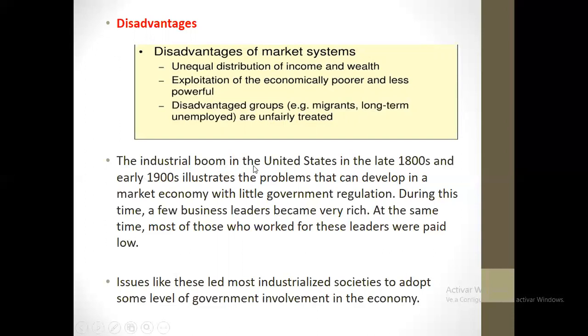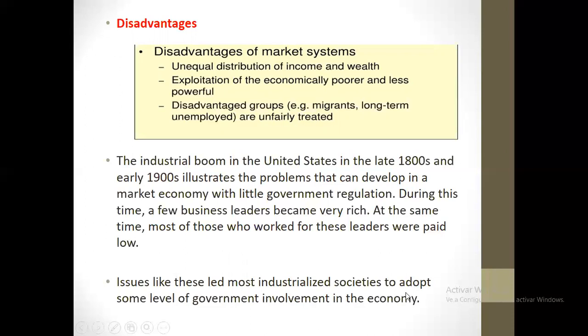The industry boom in the United States in the late 1800s and the late 1900s illustrates the problem that can develop in a market economy with little government regulation. Por eso mismo. Eso sucedió cuando no había muchas regulaciones gubernamentales. During this time, a few business leaders became very, very rich. At the same time, most of those who worked for those leaders were paid low. Issues like this led most industrialized societies to adopt some level of government involvement in the economy.